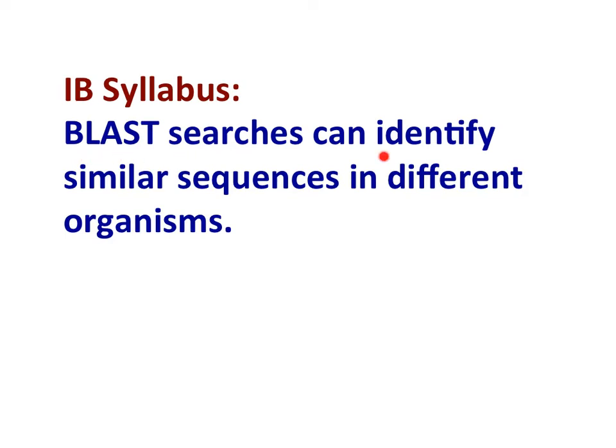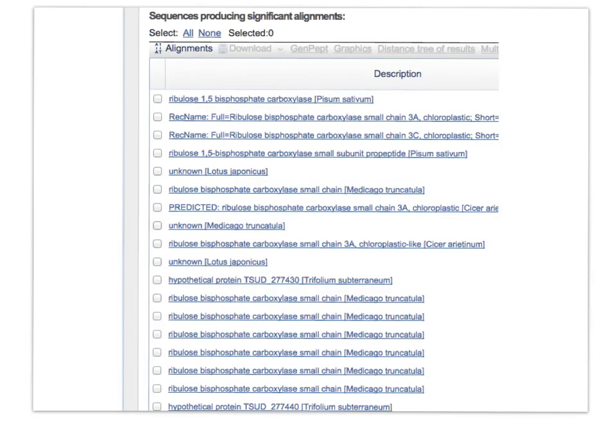BLAST searches can identify similar sequences in different organisms. From the BLASTp search that led you to Rubisco, if you scrolled well down the page of matches to your sequence, you would find matches to Rubisco in many different organisms. Pisum sativum, Lotus japonicus, Medicago truncatula, and Trifolium subterraneum.